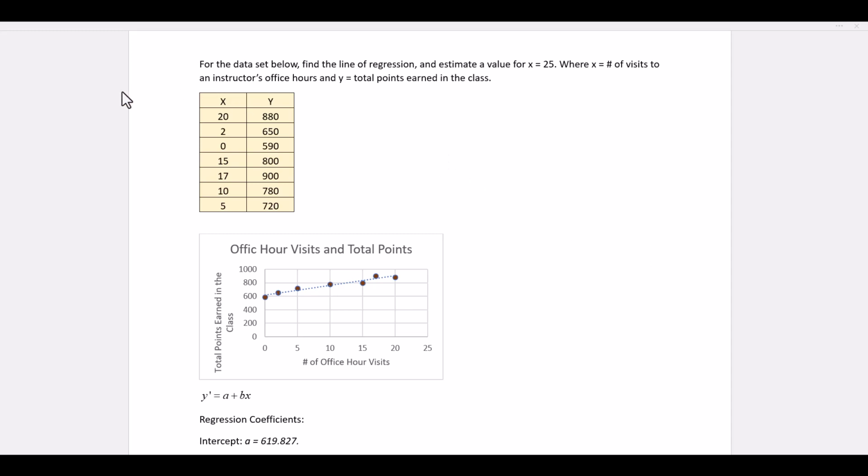Hi, in this video we will use the TI-84 Plus calculator to find the line of regression and then use the line of regression to make an estimate.